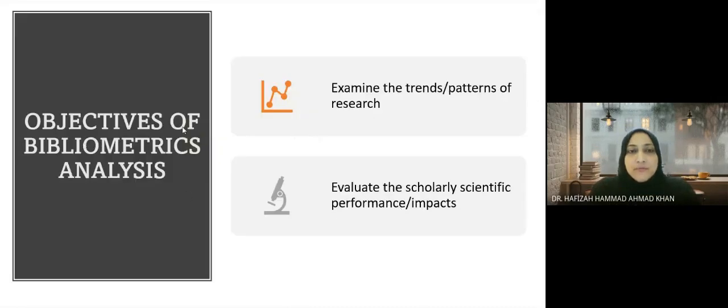So the objective of bibliometric analysis is first, we would like to examine the trend or the patterns of research. And number two is we want to know the impact of scholarly scientific performance, either in terms of the impact of the journal, the impact of the researcher, or the impact of the research itself. So from this bibliometric analysis, it can help us to see the trend. And number two is it helps us identify what the future studies are in that particular area.